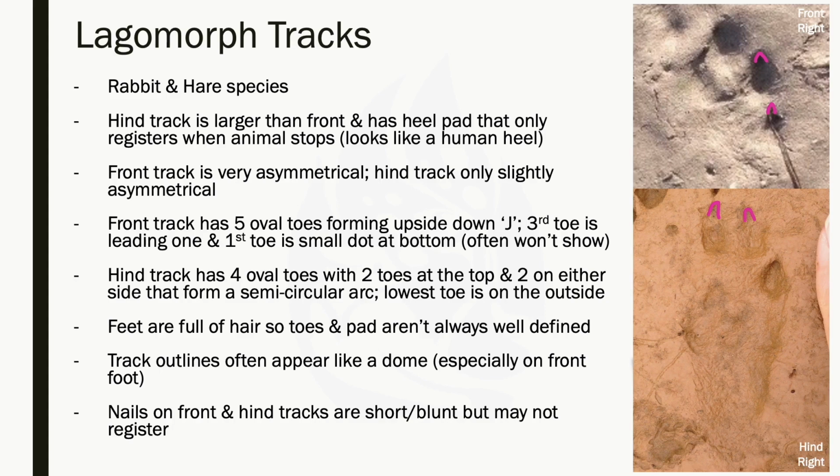Again, it depends on the substrate. Sometimes you won't see these at all, but they are quite common to appear, and so they're wispy. You have to really look for them. But again, that's a clue to help you identify a rabbit or hare species versus other types of animals.